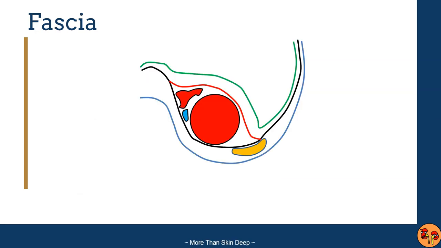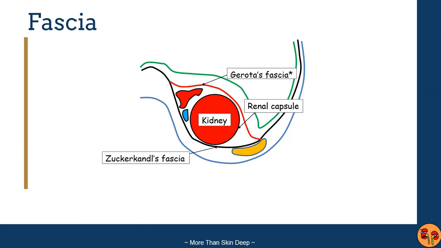Now we shall explore the fascial layers which surround the kidney. Firstly, here is your kidney, and it is surrounded by the renal capsule. Anterior to this structure is the Gerota's fascia. Posteriorly, the fascia is known as the Zuckerkandl's fascia, and laterally they fuse to form the lateral conal fascia. Any fat that is located between Gerota's fascia and Zuckerkandl's fascia is known as perirenal fat. Any fat outside these structures is known as the pararenal fat.